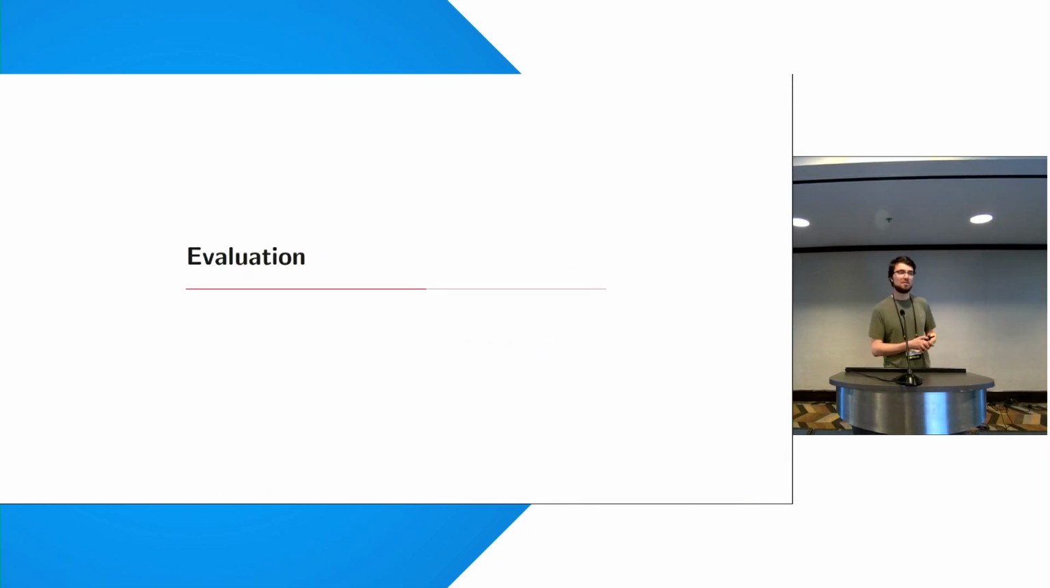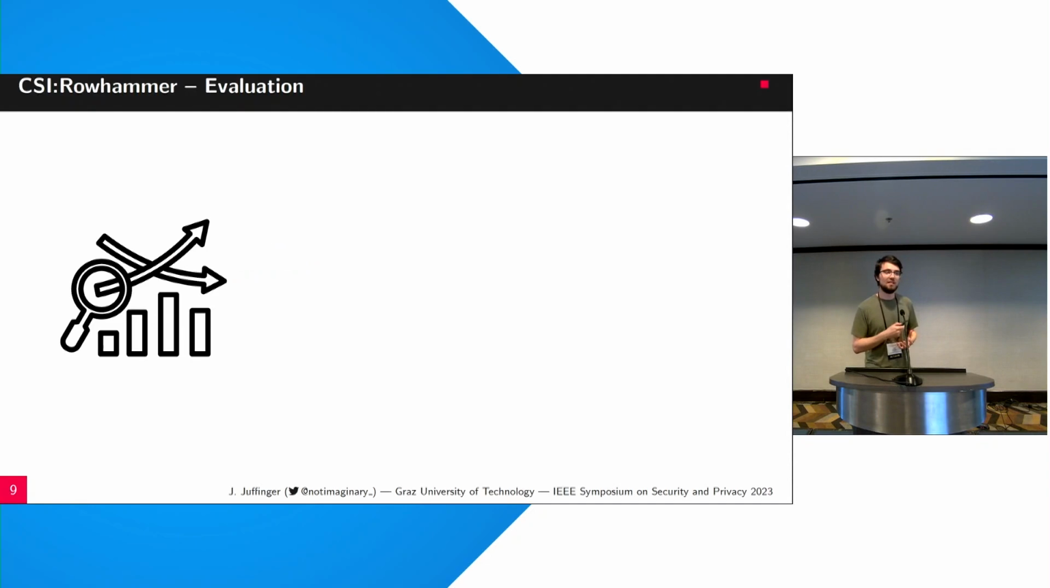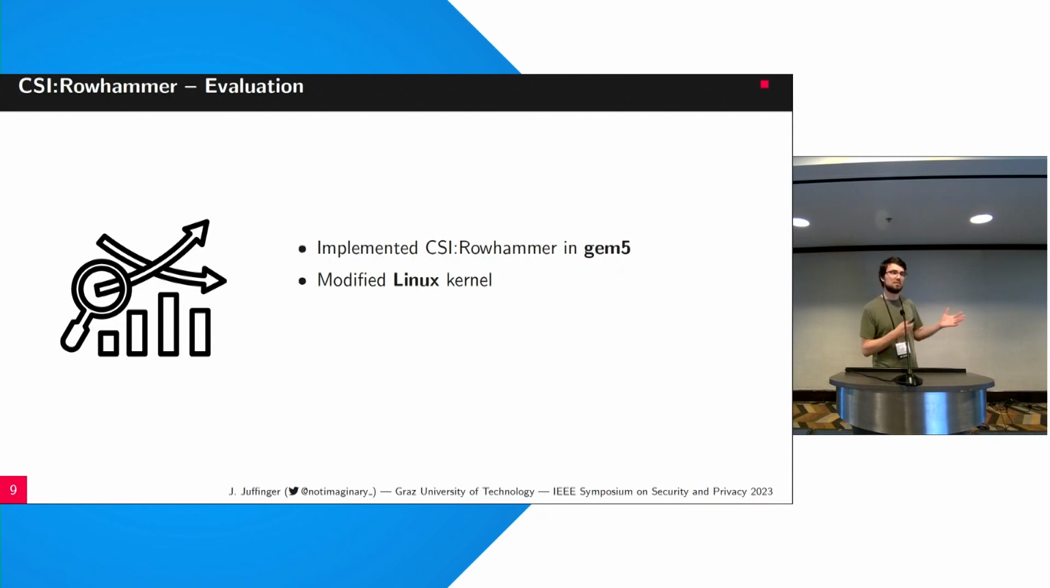OK, we also evaluated CSI Rowhammer, and for this we used gem5 to implement the MAC computation and the comparison in hardware, and we modified the Linux kernel to have the exception handler and perform the advanced correction, everything in software. We used this first to evaluate the correct functionality. So we induced bit flips in the DRAM of our gem5 model, and the MAC was able to detect the failure and then correct everything.